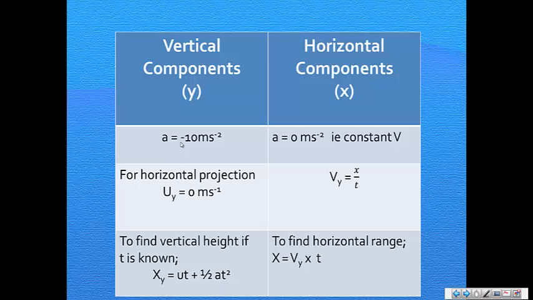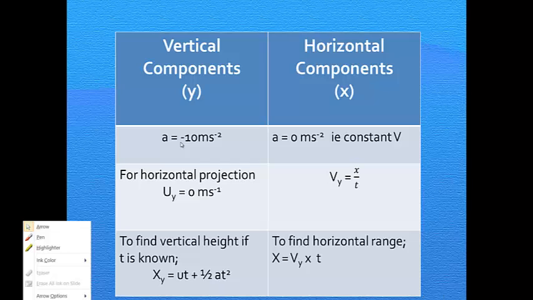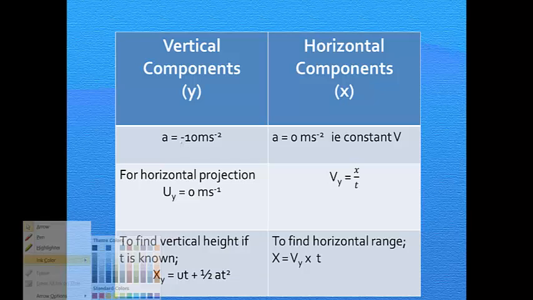This means that in the horizontal direction, you can just use distance over time because that's not going to change. And for horizontal projection, the initial component of the vertical velocity is 0. To find the vertical height that it drops down, you can use your equations of motion like ut plus half at squared. That's if the time is known. Otherwise, we can apply some of our other equations if we don't know the time. To find the horizontal range, we'd use our velocity times time. Now, the key thing to keep in mind is that the t value is the linking factor between these two components.